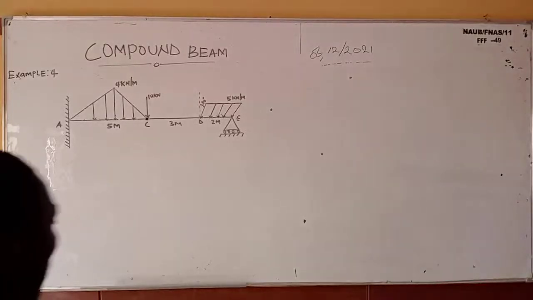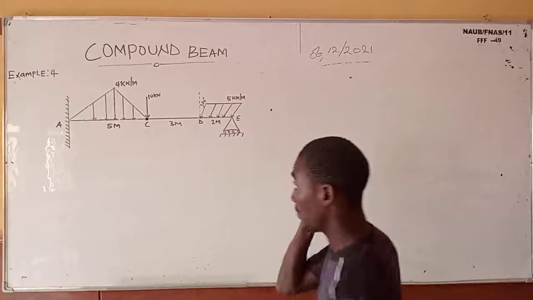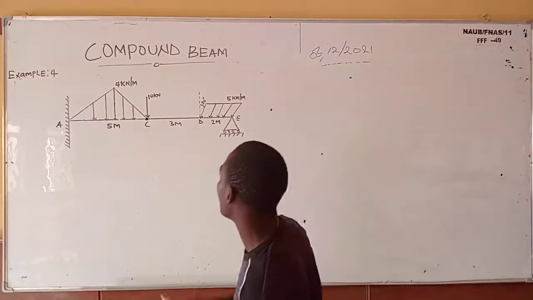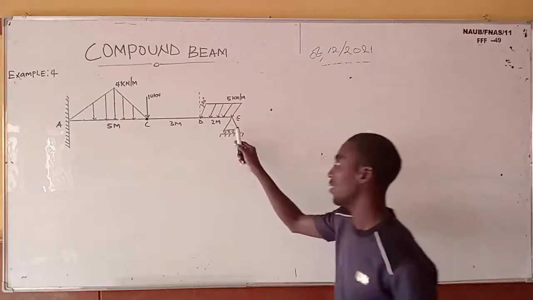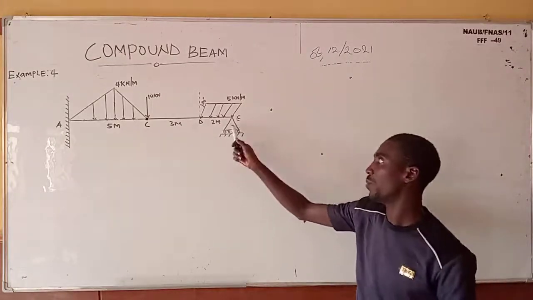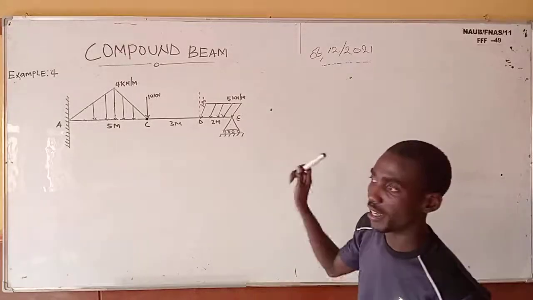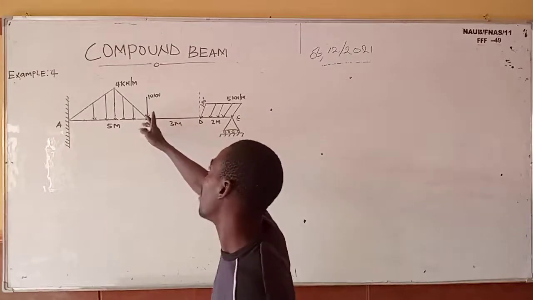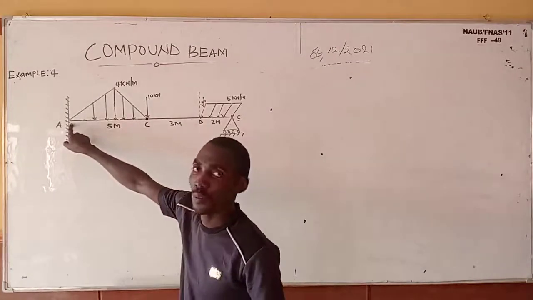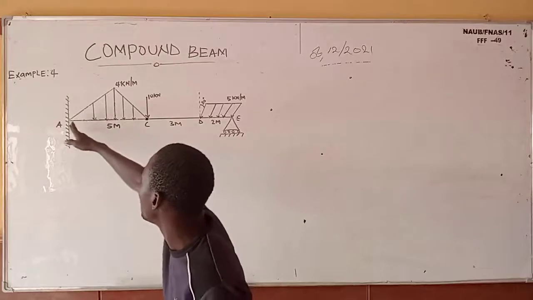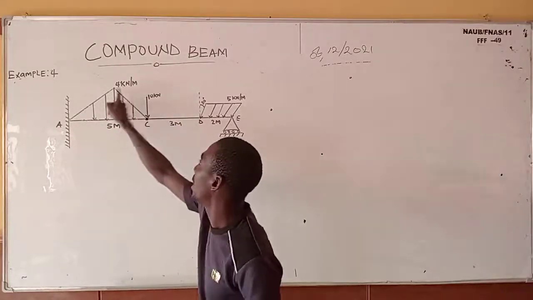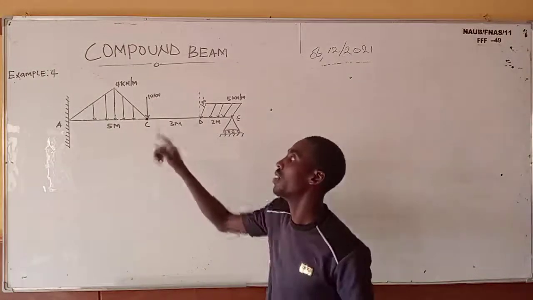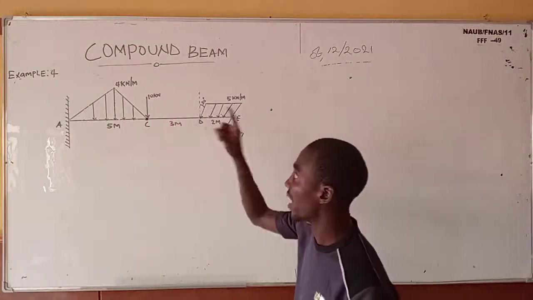Alright, we are now on example number 4. If you look at this example, it's a cantilever beam, but anytime you have a cantilever beam with a support at the end, it's nothing but a propped beam. And if you look at this, this is the hinge, and from this hinge to the fixed support, to the fixed end here, we have a what?